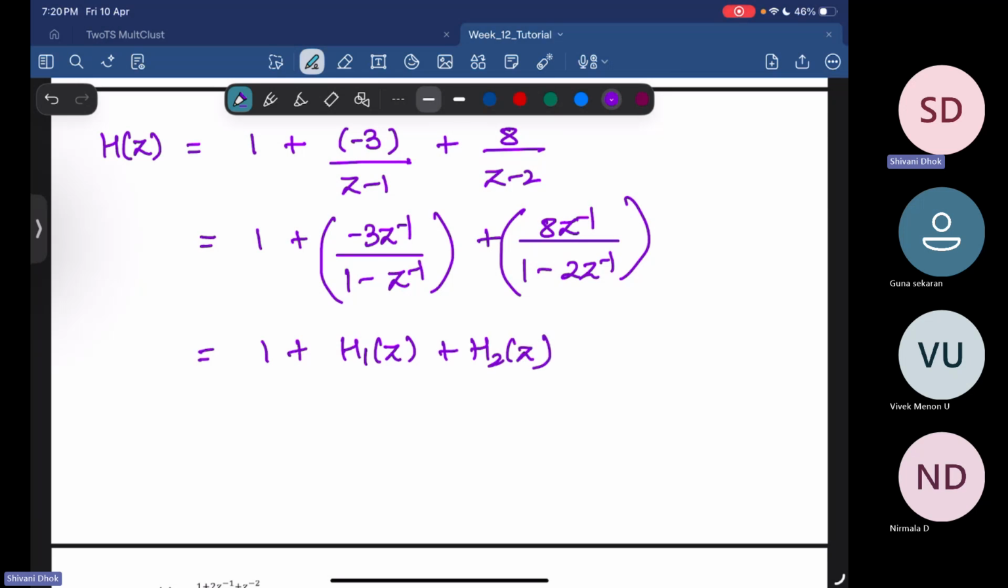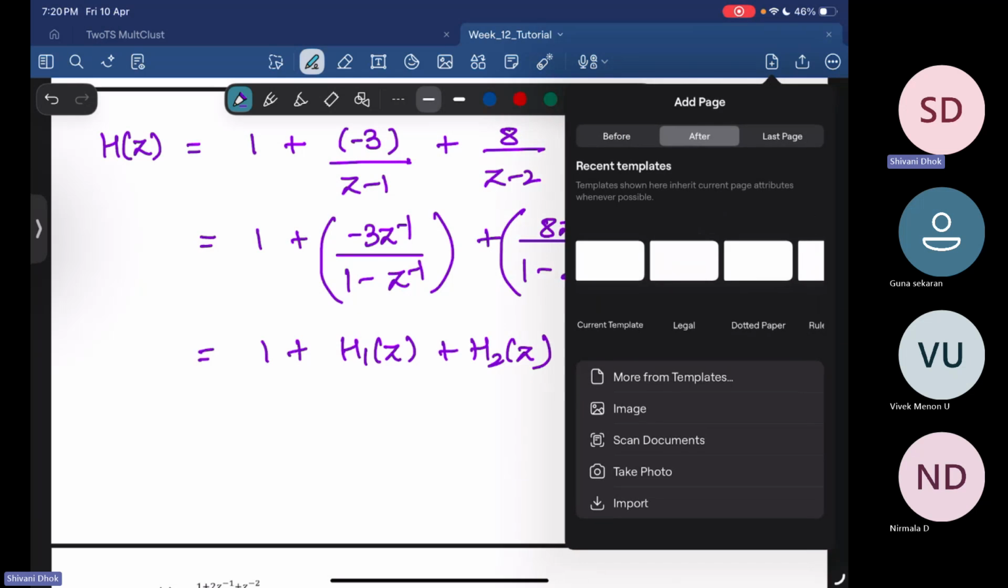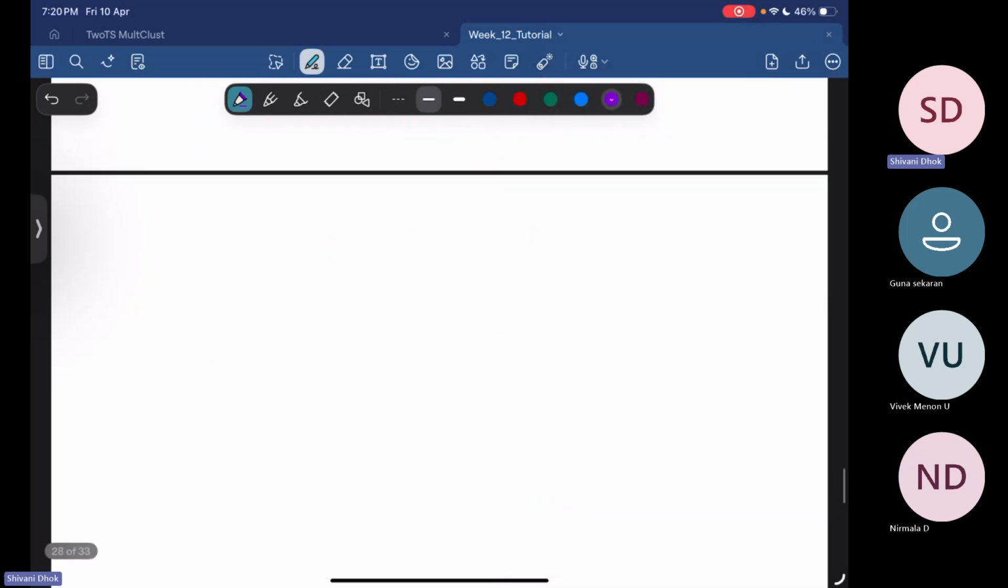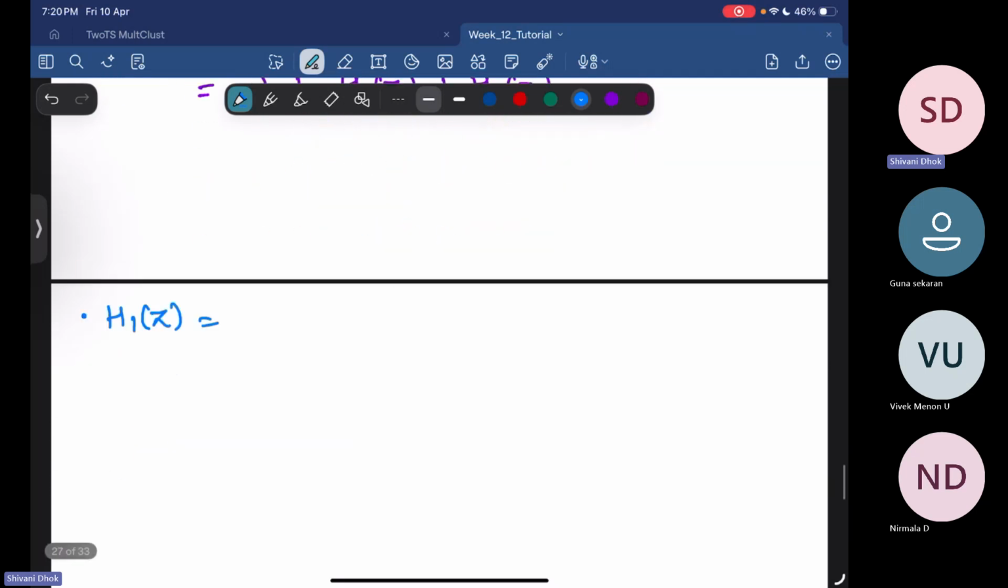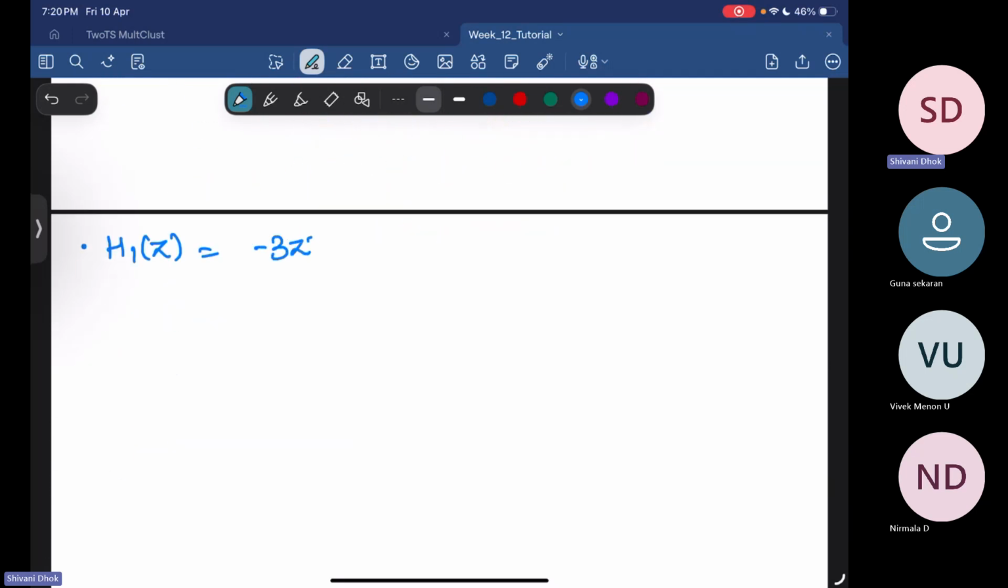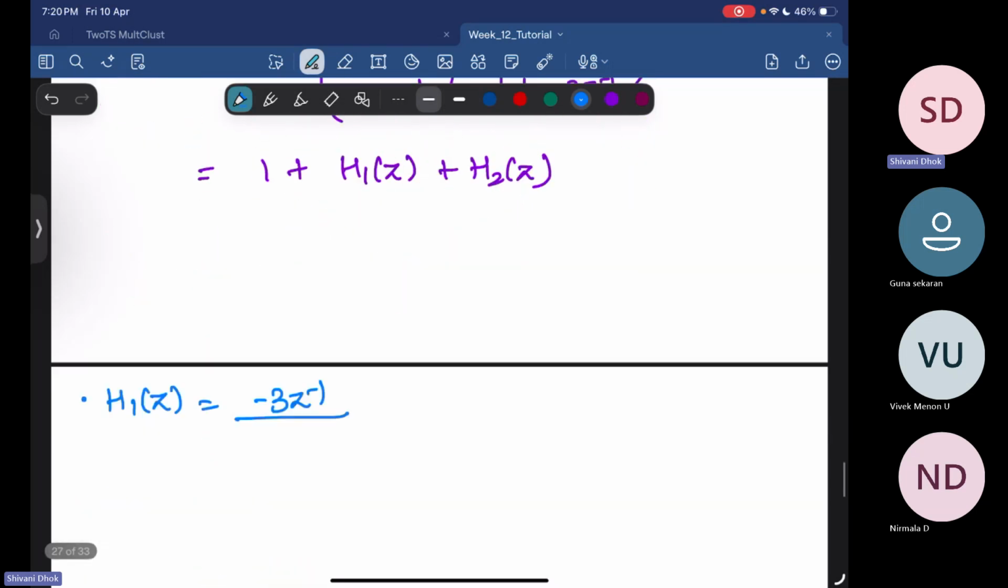So now we'll start with h1 of z, h2 of z again. 1 is anyway 1. We can't do anything with it. So let's start with h1 of z. h1 of z is what? Minus 3z inverse upon 1 minus z inverse.